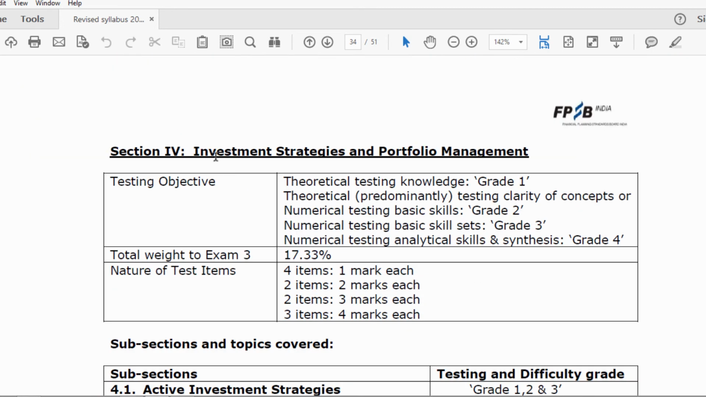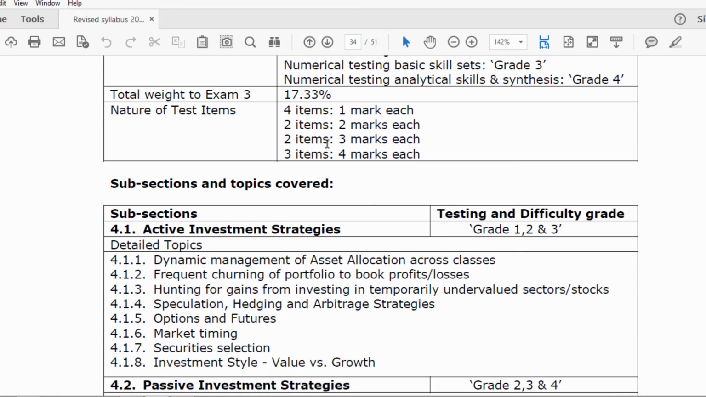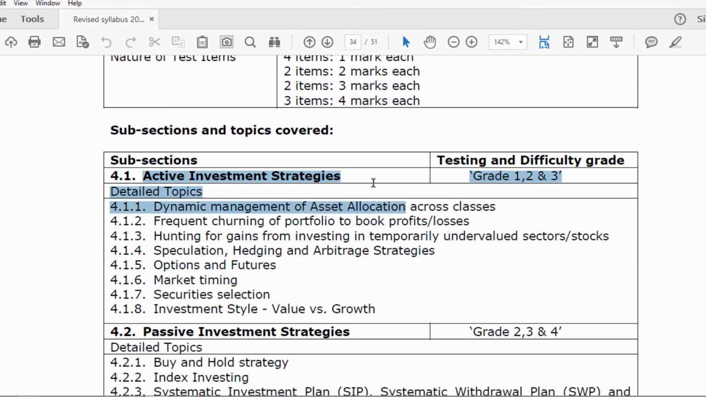Now let's move further and understand the fourth section of our curriculum. It is investment strategies and portfolio management. Once again, active investment style: dynamic management of asset allocation, frequency of churning, that is theory; hunting for gains from investment in temporarily undervalued sectors, theory; security selection, market timing, and probably this can be there. According to me, these are all theory questions.